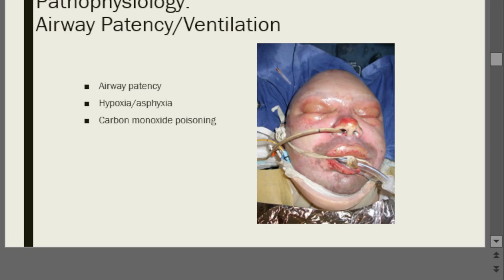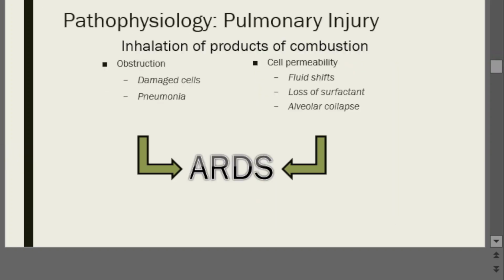The patient may initially complain of headache and nausea and have some confusion, and then later have an altered level of consciousness, coma, or death. The image that you are seeing right now is a burn patient with a risk for airway burn. Undoubtedly, lots of edema going on here. Pulmonary injury results when the products of combustion, such as smoke toxins, carbon particles, and noxious fumes are inhaled into the lungs.